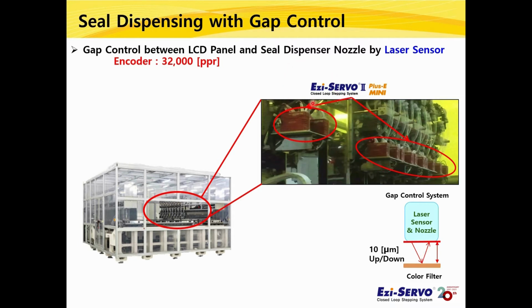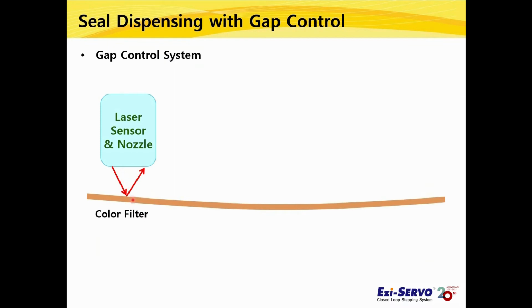This machine shown in the picture is the machine that controls the gap between the nozzle and the panel through a laser sensor. In order to dispense a certain amount, the distance between the color filter and the nozzle must always be constant. In other words, since gap control to keep the distance between the nozzle and the panel constant is necessary, an expensive laser sensor is applied to this part. The color filter looks flat on the surface, but is curved. The nozzle must maintain the height over the bent color filter, and apply the glue following the gap.